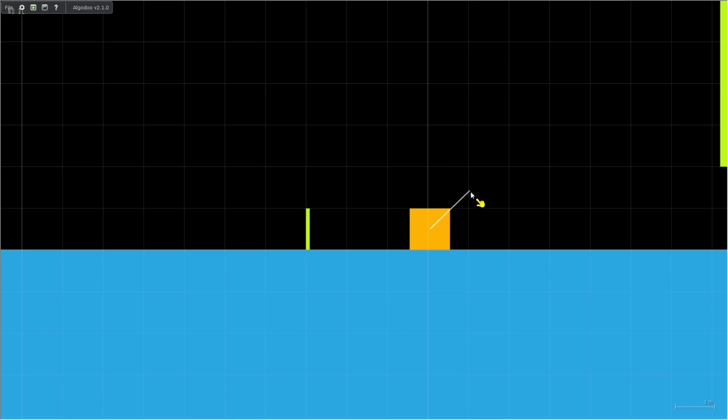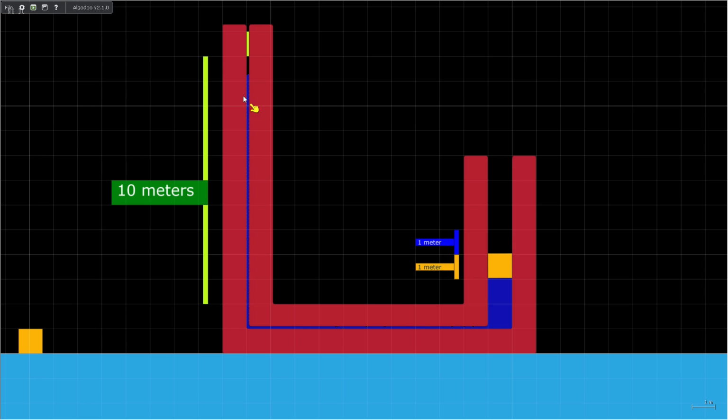So, how does this relate to hydraulics? Well, let me show you this. Imagine we put this green stick and this orange block into a pipe, like so. This pipe has water in it, as you can see by the blue thing, and it also has some rulers. The green ruler is showing you how long 10 meters is in this pipe, and the blue and the orange rulers show how large 1 meter is in this side of the pipe.